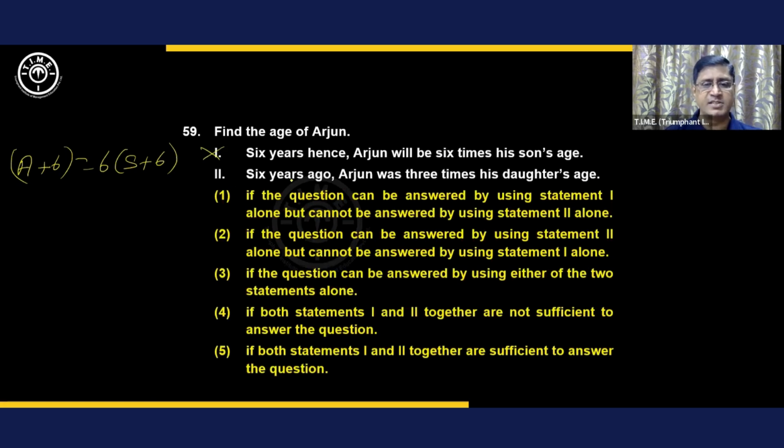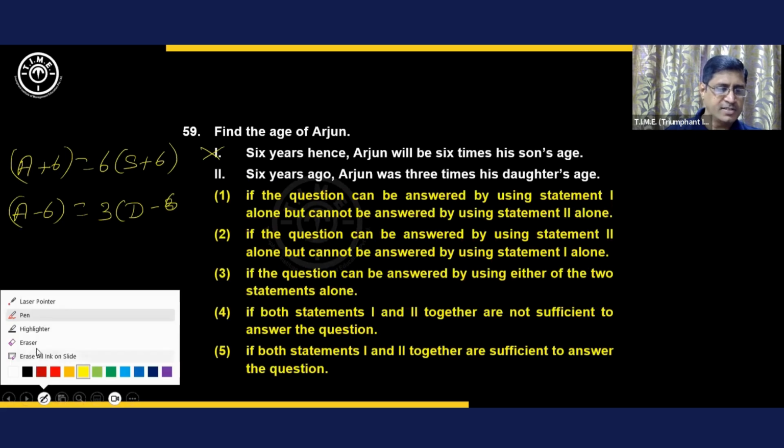Look at the second one. 6 years ago, Arjun was 3 times his daughter. 6 years ago means, if the present age of Arjun is A, then A minus 6 is equal to 3 times his daughter's age. So what is the daughter's age 6 years ago? That is D minus 6.